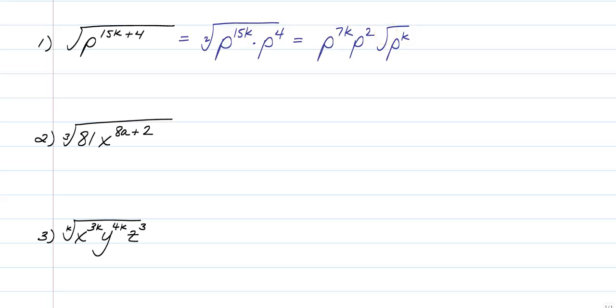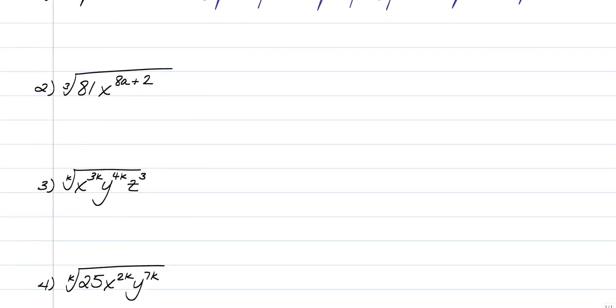But now you have to make sure you put your answer back the way it's supposed to be, combining these two to p to the 7k plus 2 times the square root of p to the k. Okay? And that's it. So it's very similar to what we've done before. You just have to make sure that you split everything correctly.